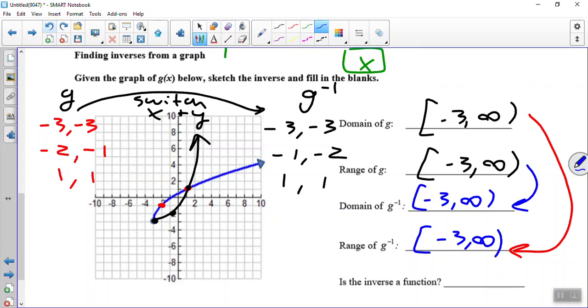Okay, is the inverse a function? Well, it passes a vertical line test. Okay, so yes. Okay, that's all you need to do. If you graph the inverse, passes a vertical line test, the inverse is a function.